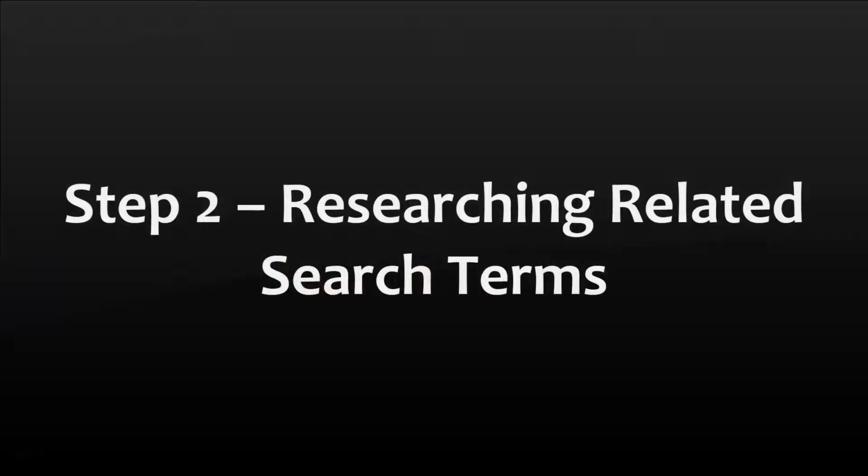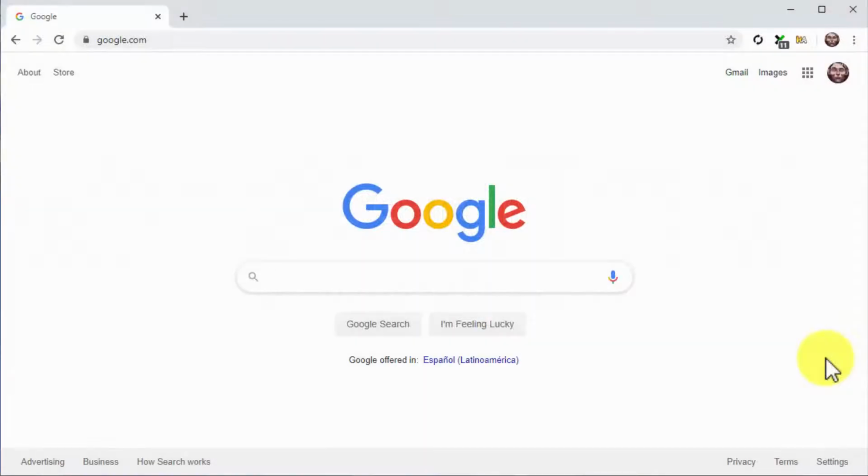Step number two, researching related search terms. Now that you have picked your niche, it is time that you find the search terms related to that niche. Search terms are long-tail keywords that potential customers use to find content in your niche, and also when they are researching products before making a purchase decision. It is important that you collect these search terms before you start your YouTube business, because you can use them to optimize your videos for maximum reach.